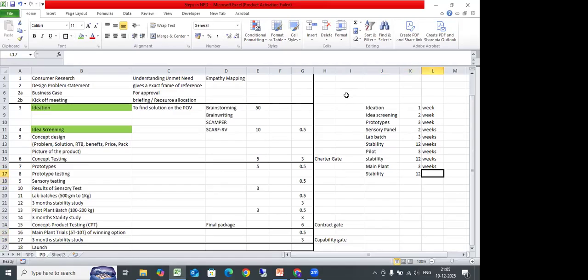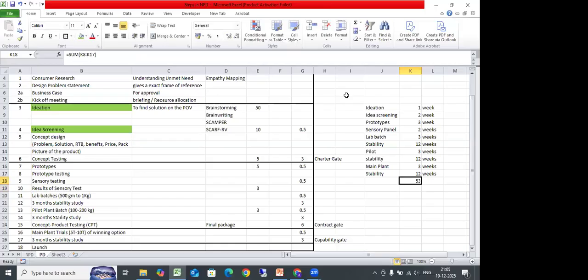12 months. So why do we need stability, sir, at last? Just to ensure that the product mix which is manufactured, which is going to go to a consumer, right? A consumer is not going to get your pilot plant sample. He's going to get your main plant sample. That's why it is important. You should be 100% assured that you are giving the best quality.